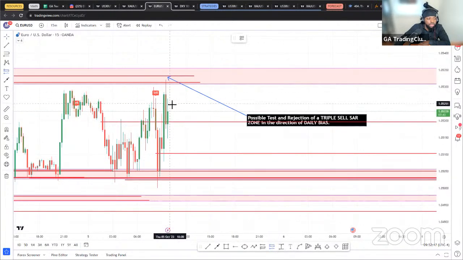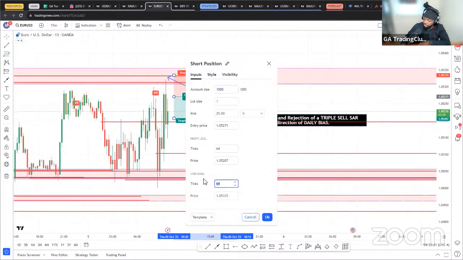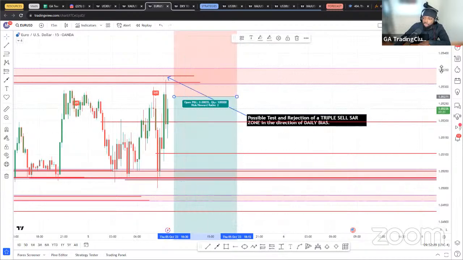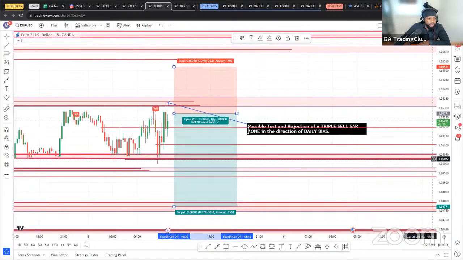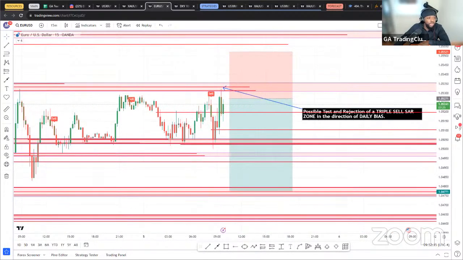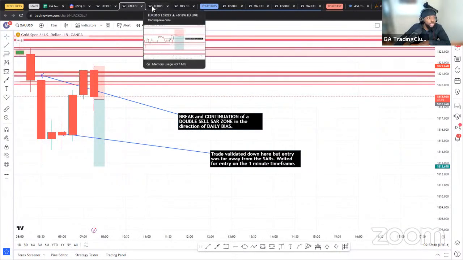If this current 15-minute candle closes anywhere below that zone, that would be a test and rejection entry for EU. 25 pips stop loss, 50 pips TP. But I will not take the EU trade. I'm already in the gold sell. So I won't be taking EU.